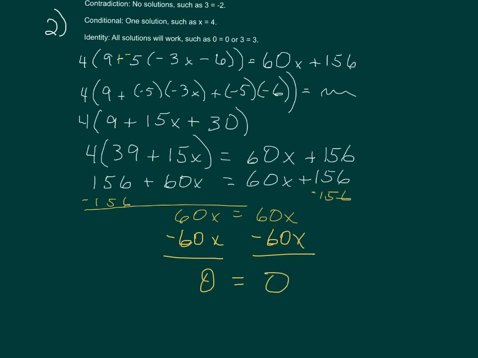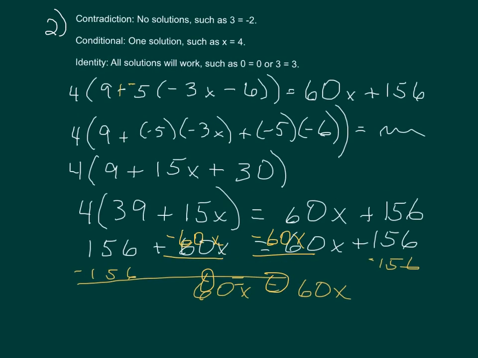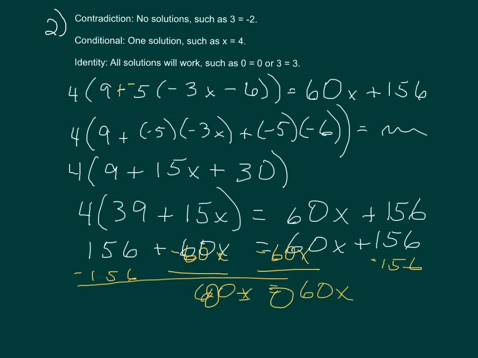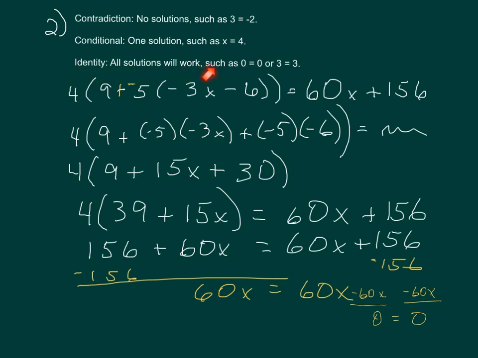And so if you look back at the top, I'll make it a little bit bigger. You can see that we have the identity. All solutions work such as 0 equals 0. We could have known it was an identity at this point when this side was exactly the same as this side. So the answer is identity. And you put that the answer was a contradiction.